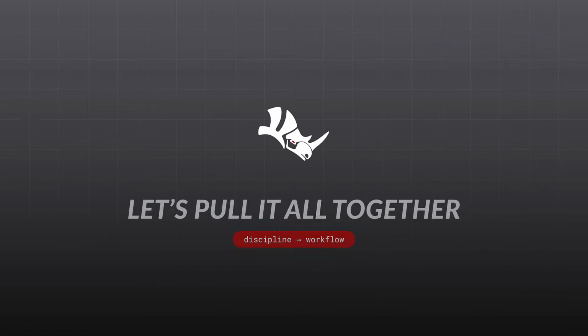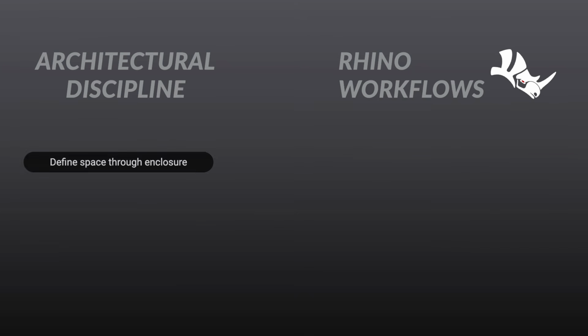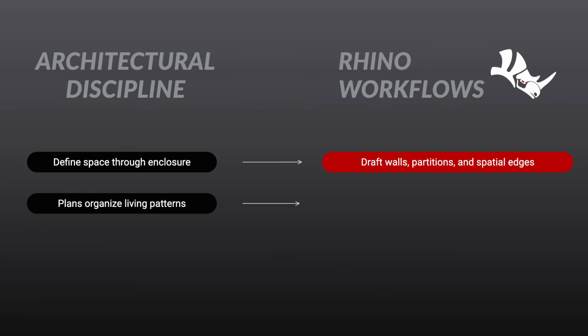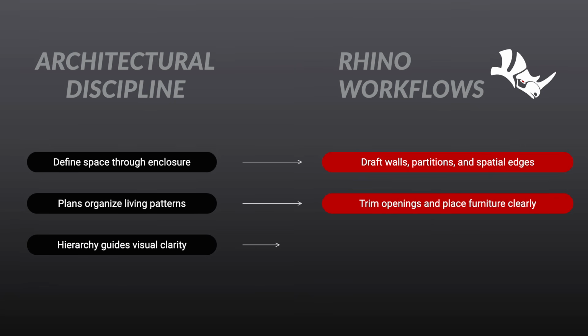Now, let's pull everything together. Space is defined through enclosure, so we drafted walls, partitions, and spatial edges. Plans organized living patterns, so we trimmed openings and placed furniture clearly. Hierarchy guides visual clarity, so we organized layers, line weights, and hatches.